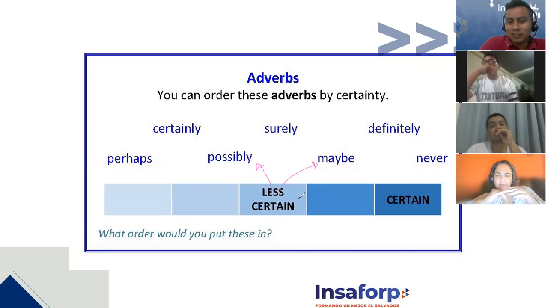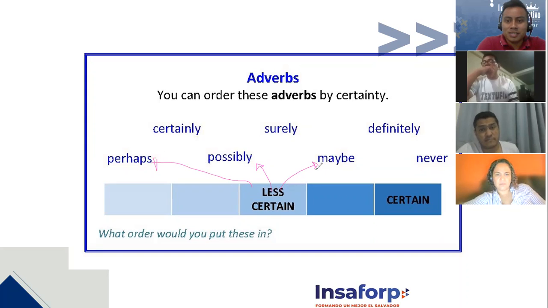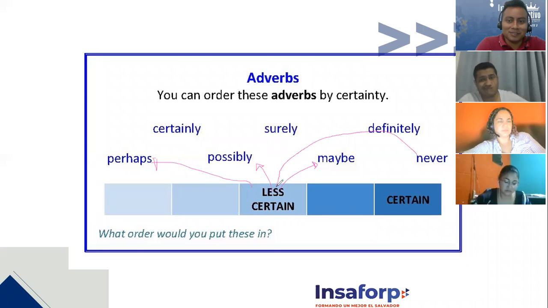Is there any other that goes under less certain to happen? Perhaps. Okay. So we have this other one, perhaps. And you are saying never. When you say never, certainty. Never. Okay. Interesting. What about certain?